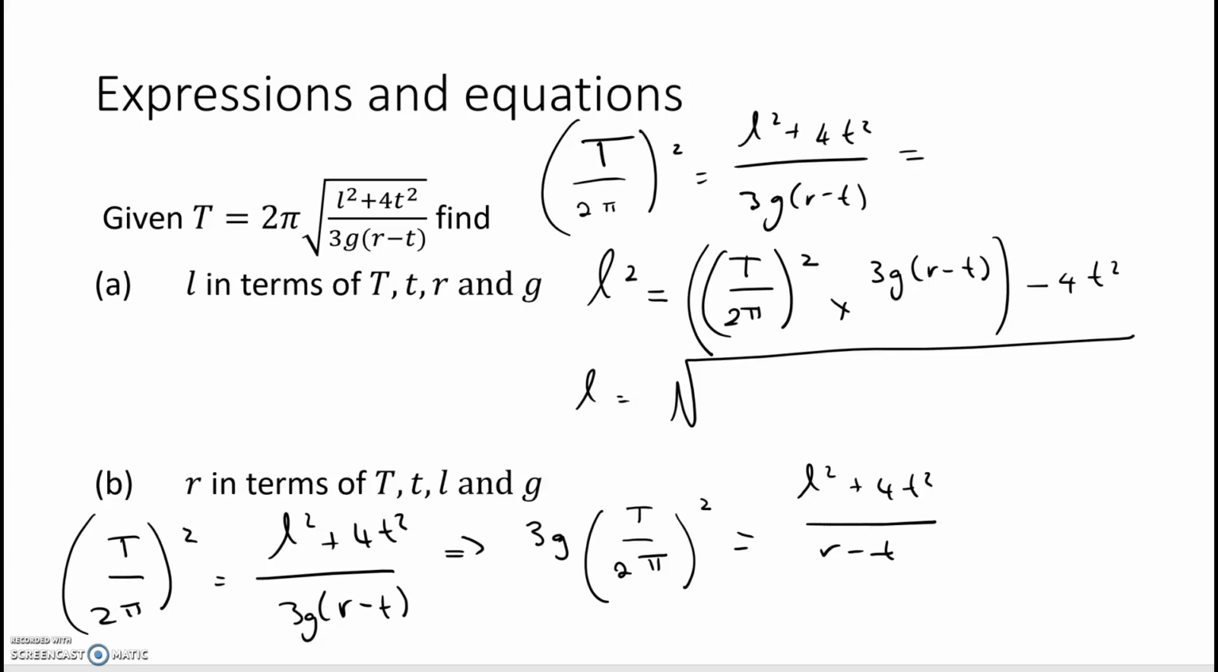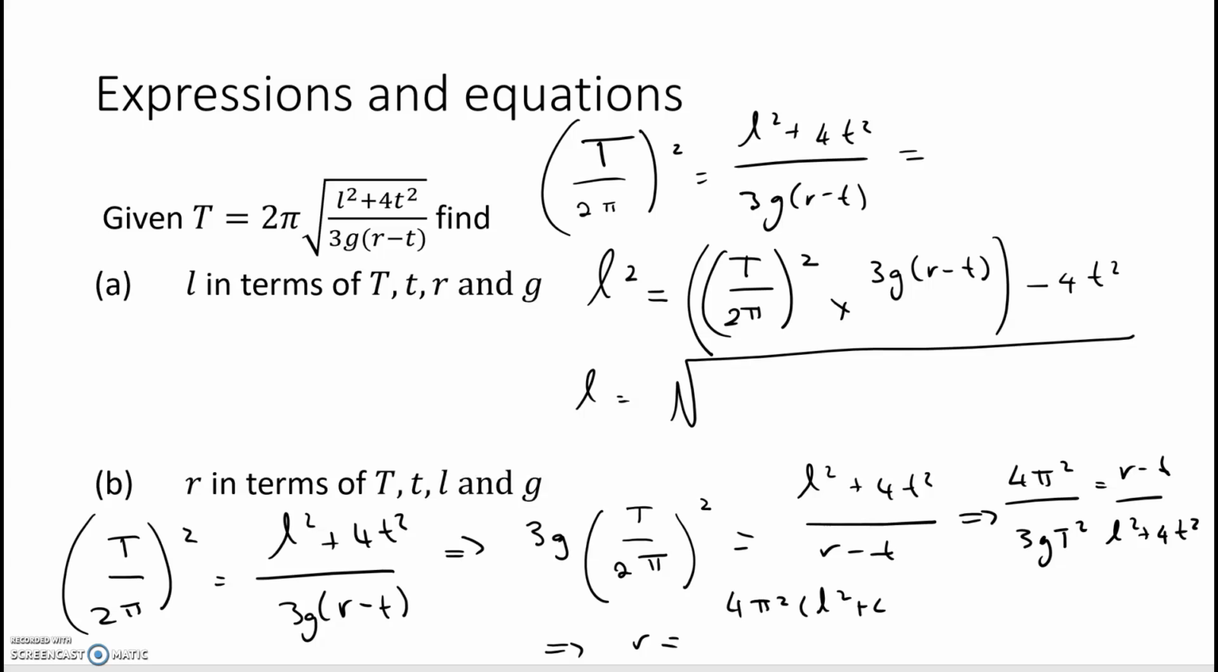Now we're going to flip it so that we get the r, the thing that we do want, on the bottom. We're going to run out of space. Okay, rearranging that will give you that r is equal to 4 pi squared L squared plus 4t squared over 3gt squared plus t. Okay, make sure you can do that.